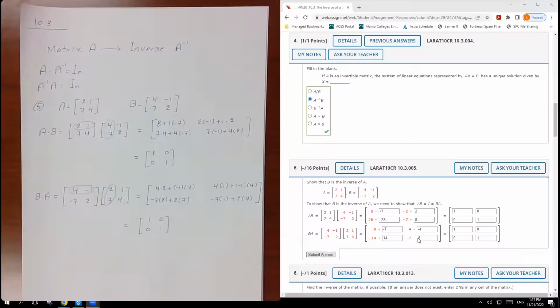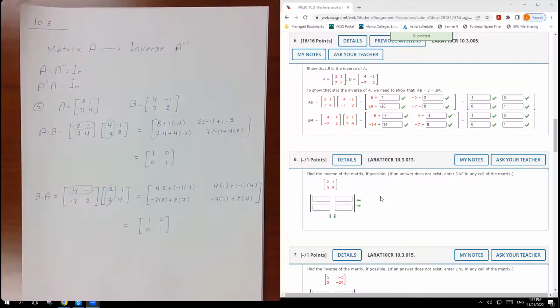So I typed everything. Let's check that. That's it for this example. Let's move to example 6: how to find the inverse for the matrix.